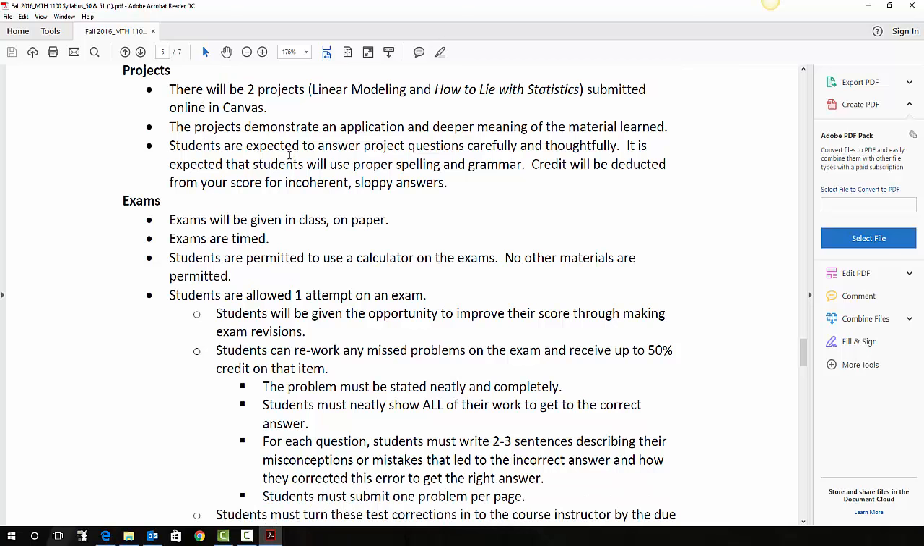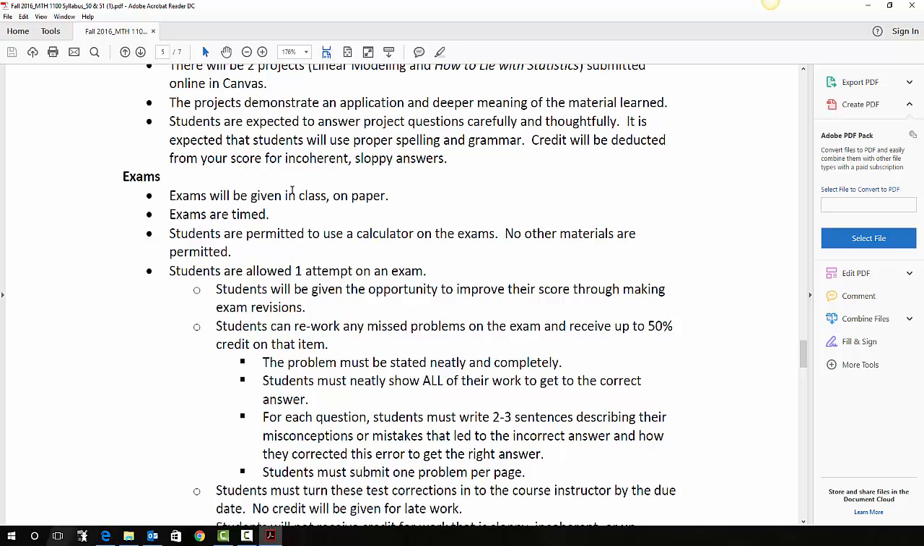And something that I shouldn't really have to say, but I just want to make sure that you're really trying your best on these projects, and answering things carefully and thoughtfully. So if you're not using proper spelling and grammar, or you have incoherent or sloppy answers, then I'm going to have to deduct points from your score. So just try to turn in some quality work, something that you wouldn't be embarrassed to turn in to your supervisor.